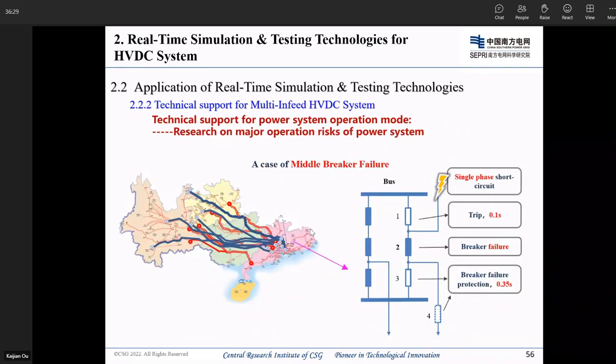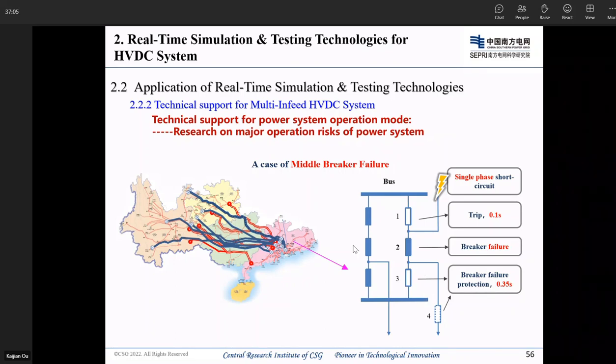And also technical support for the AC and DC power system operation, not only HVDC, also the AC and DC power system. For some cases, if we only use PPA, it cannot simulate the power system very well. So we use RTDS to check the real function or character of the AC and DC power system in some serious cases.